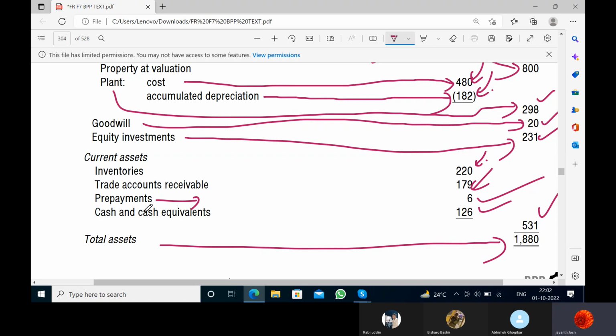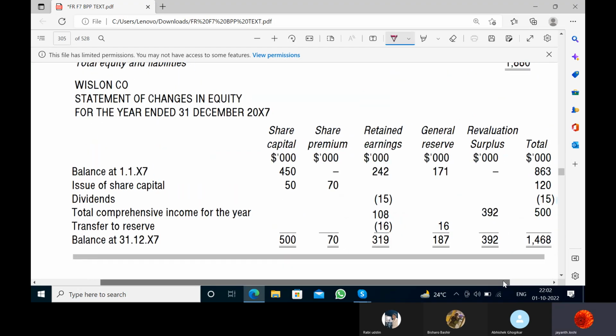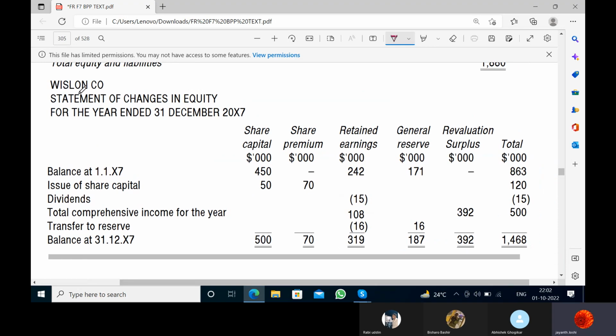Let's now do the equity part. First we will make a statement of changes in equity. So this is Wilson Company statement of changes in equity for the year ended 31st December 2007. Share capital, share premium, retained earnings, general reserve, revaluation surplus. All this is a part of equity. And you have the opening balance of 450 given to you in the question. You can scroll up and see retained earnings balance is given. General reserve balance is given. So all this totals to 863.